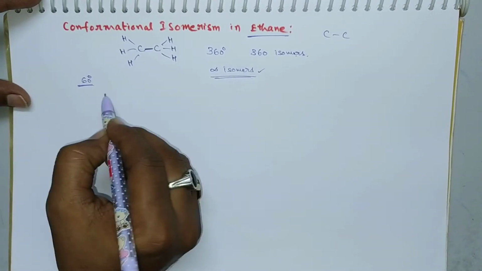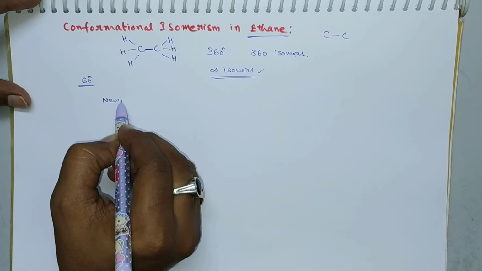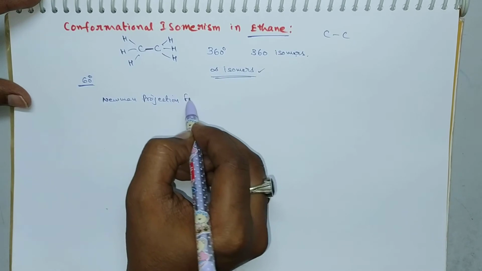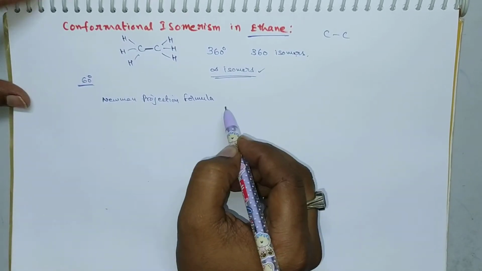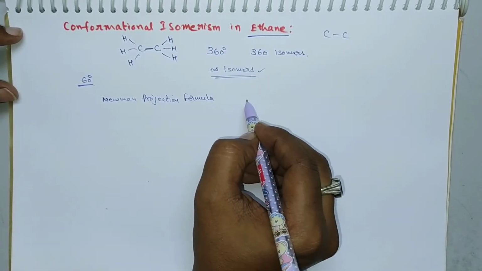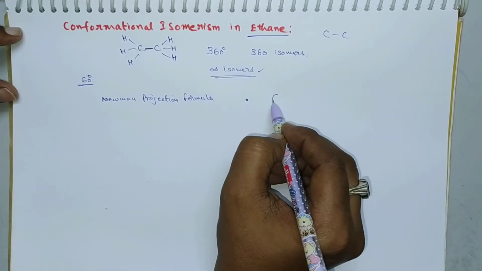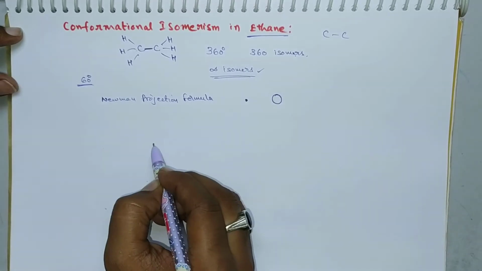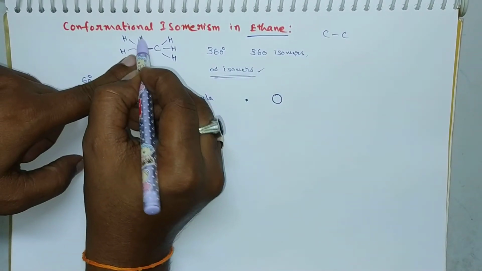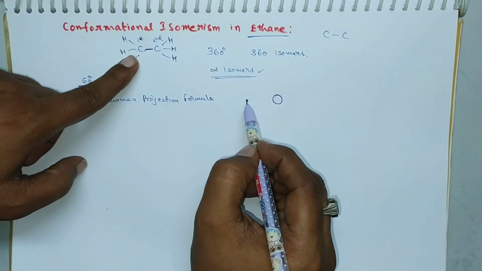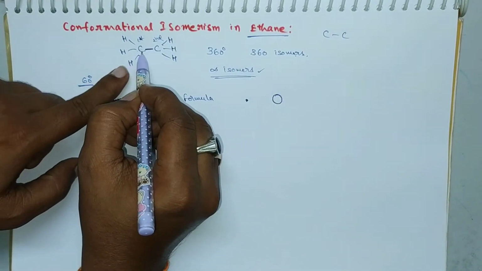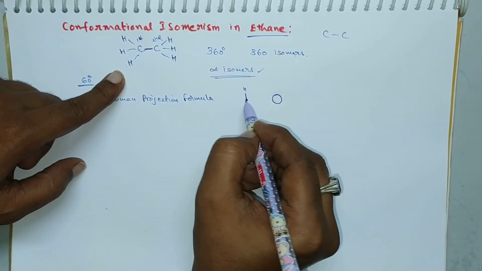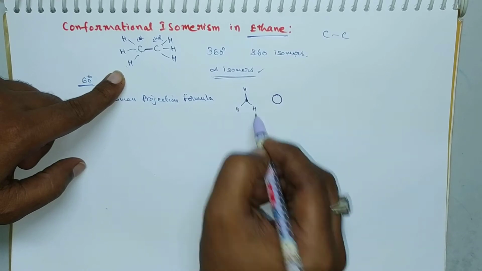In that Newman projection formula, a dot indicates one carbon and a circle indicates another carbon. Here, this is the first carbon and this is the second carbon. This dot represents the first carbon. This first carbon carries 3 hydrogens. These 3 hydrogens can be represented like this: hydrogen, hydrogen and hydrogen.